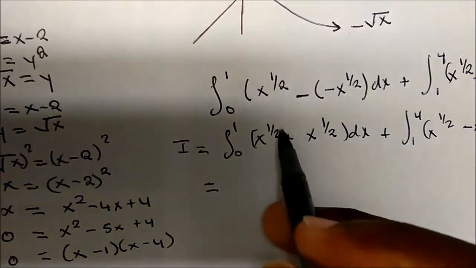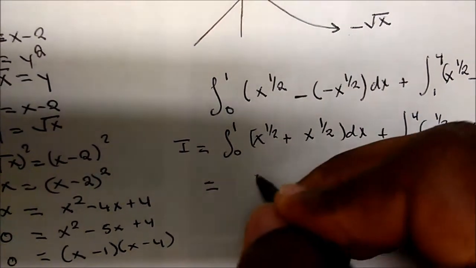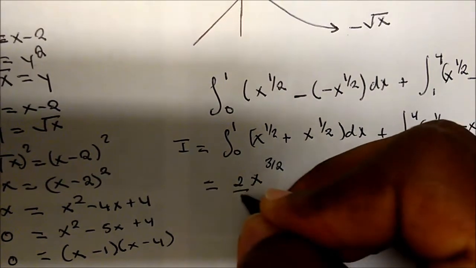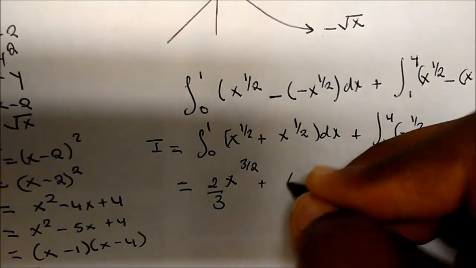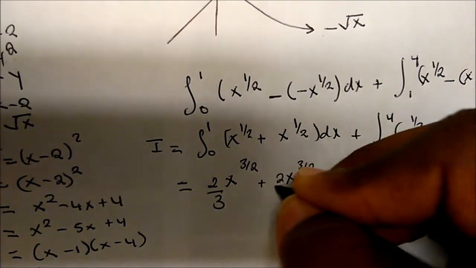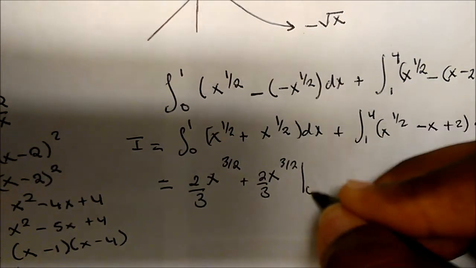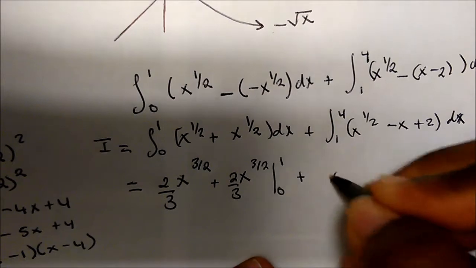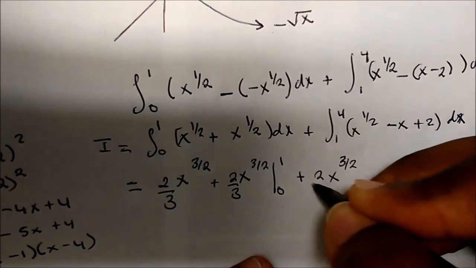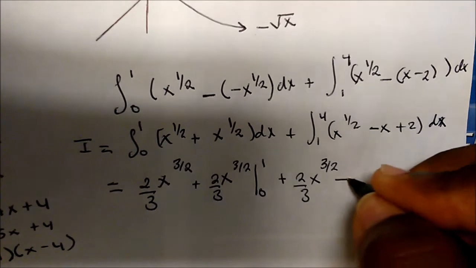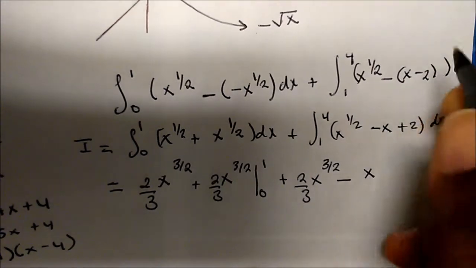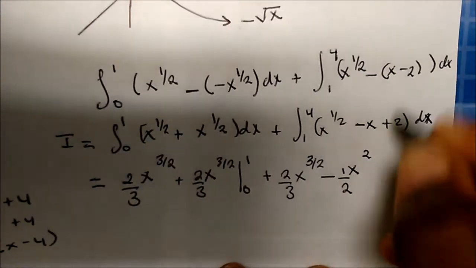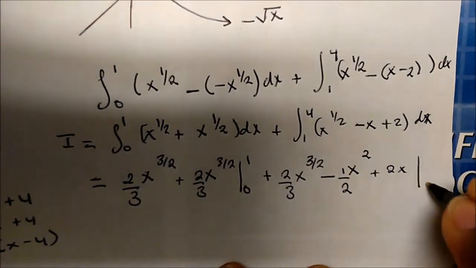Now, we said that all we did is add 1, so this would be, take an integral, this would be x to the 3/2 multiplied by 2 over 3 plus x to the 3/2 multiplied by 2 over 3 integrated from 0 to 1, plus, well, this is x to the 3/2 times 2 over 3 minus x. The integration of x is just x squared times 1/2 x plus 2x integrated from 1 to 4.